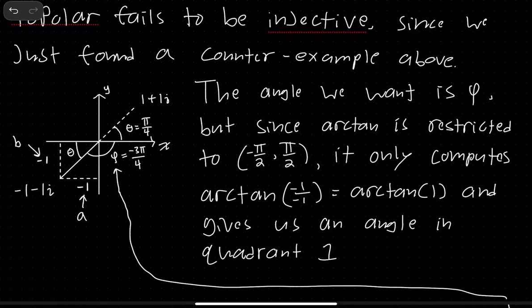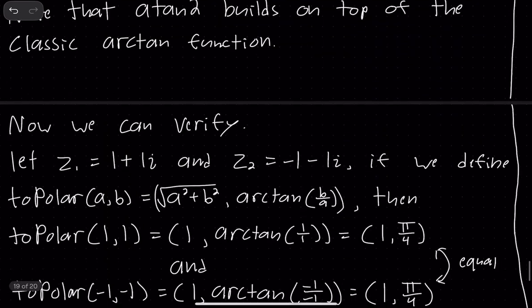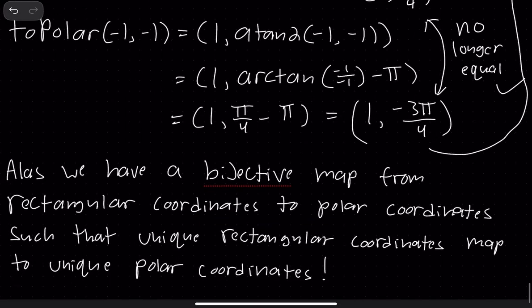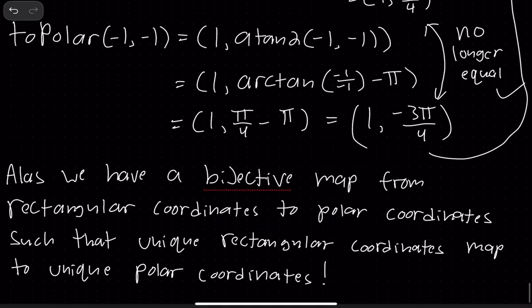So we're now able to parameterize a complex number and take advantage of the full Cartesian plane here, no longer being restricted to the right side, which gave us this non-injectivity, which is a problem. So alas, we've found a bijective map from rectangular coordinates to polar coordinates, such that unique rectangular coordinates produce unique polar coordinates.